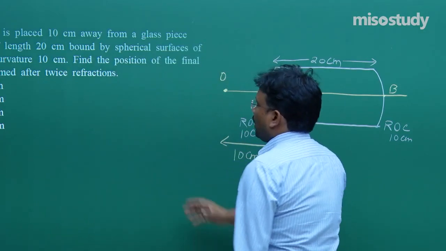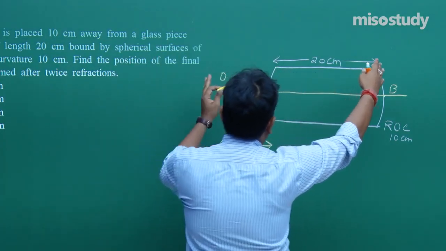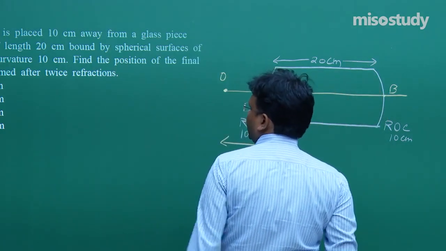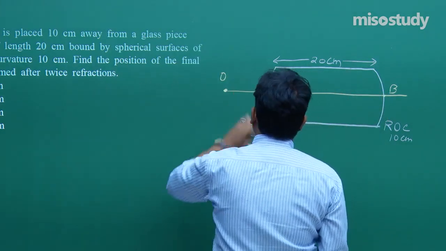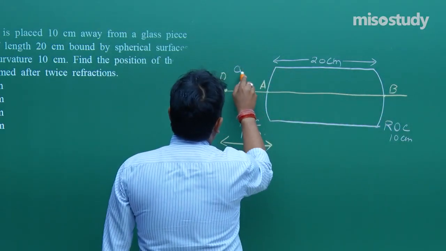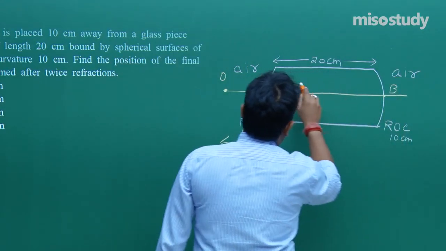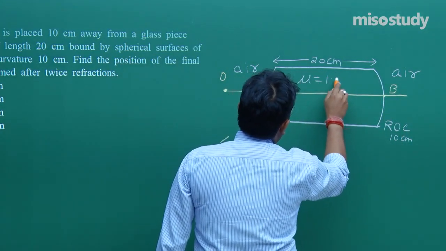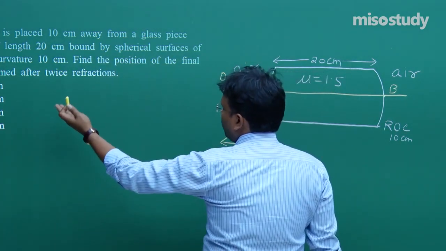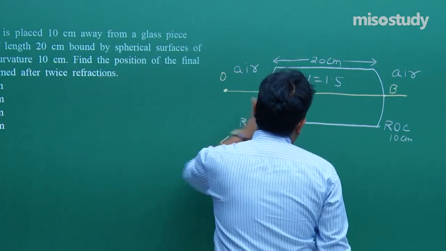Now I hope the question and the diagram are clear to all of you. Fine. As such, nothing is so difficult over here. Twice refraction means once and then again. So over here it's air, and for the glass mu is equal to 1.5. Fine. This is the glass piece. Now we have to find out the position of the final image formed.